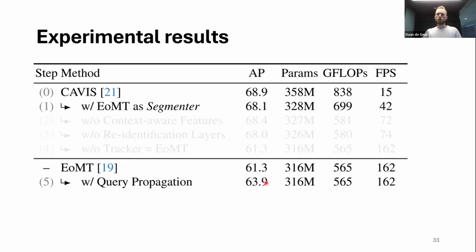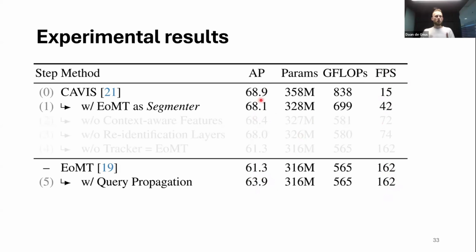But with query propagation, we see that the performance improves a little bit beyond what we had before with EoMT. At the same time, the speed is significantly faster. If we compare this 162 FPS to this 42 FPS, this is another 4 times speed up, and the overall speed up is a factor of over 10. This is really a huge speed improvement. But of course, in this configuration of the model, we still underperform this baseline quite significantly, by 5 points in the average precision. And of course, we weren't satisfied with this, so we looked into why this happens.